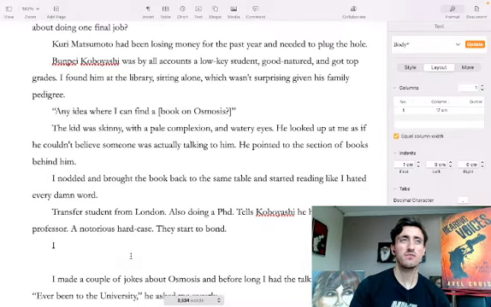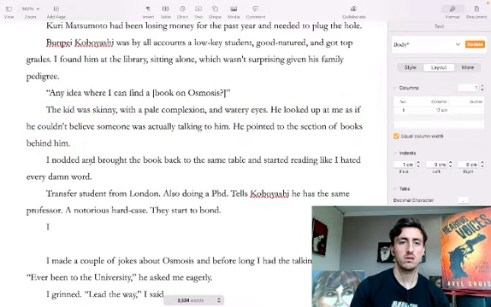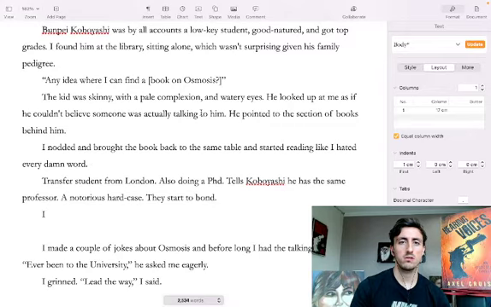Again, I'm just building the fact, but I want to build the point here that this kid is a loner, and he's alone, and he wants connection. He wants human connection. So, any idea where I can find a book on... He looked up at me and he couldn't believe someone was actually talking to him. He pointed to the section of books behind him.